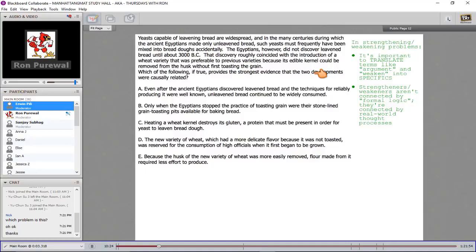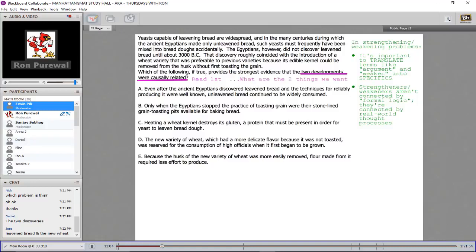What are we trying to correlate here? Okay, we have two discoveries, two developments. So this is the part that you read first. Notice you read this before you read the passage. So we want to show cause and effect between two things. Now we have to find those two things. What are the two things we want to show cause and effect for? Then you go to the passage and figure that out.